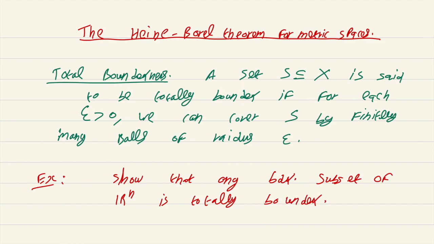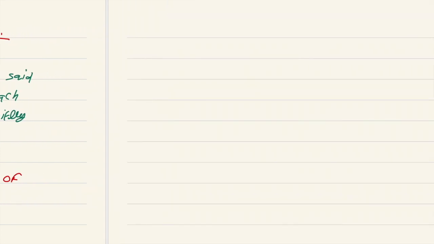Now what we are going to do is prove the Heine-Borel theorem for metric spaces. After I prove the theorem, I want you to think about non-examples of totally bounded sets, and the hint is we have already seen examples of closed and bounded subsets of metric spaces which are not compact. Use them to construct these non-examples. So let's state the Heine-Borel theorem and prove it.